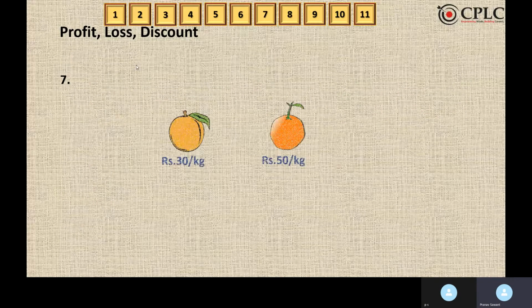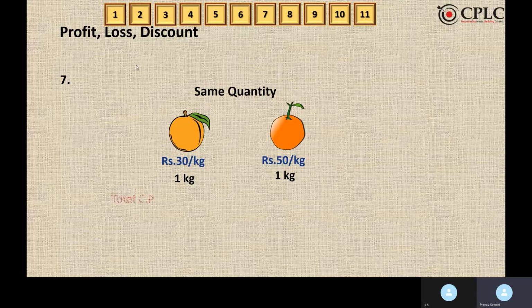So we have two types of oranges. One is 30 rupees per kg and one is 50 rupees per kg. Now we want the same quantity. Quantity is in terms of kgs, so same quantity means we need equal kgs. For example, if we have 1 kg of the 30 per kg oranges, we must have 1 kg of the 50 per kg oranges. So let us assume that we have 1 kg of 30 per kg. Hence, we will also have 1 kg of 50 per kg.